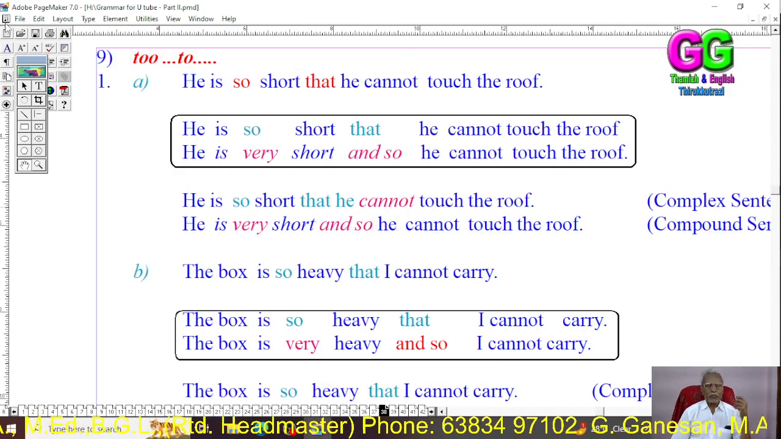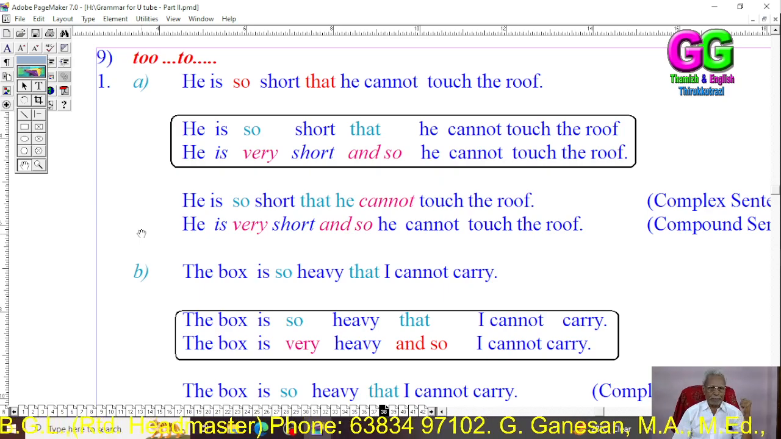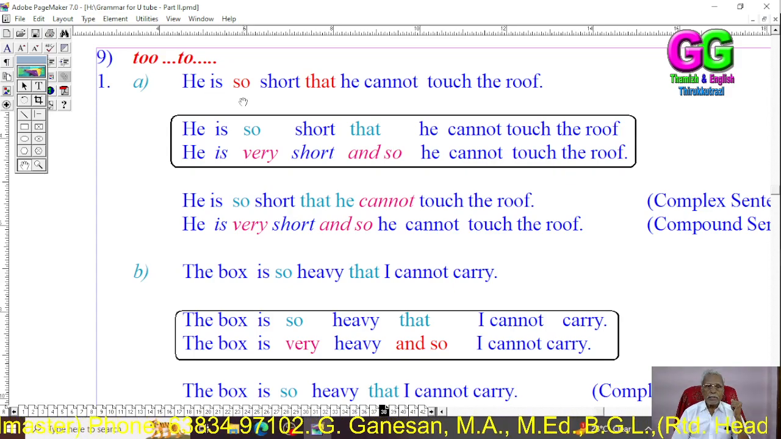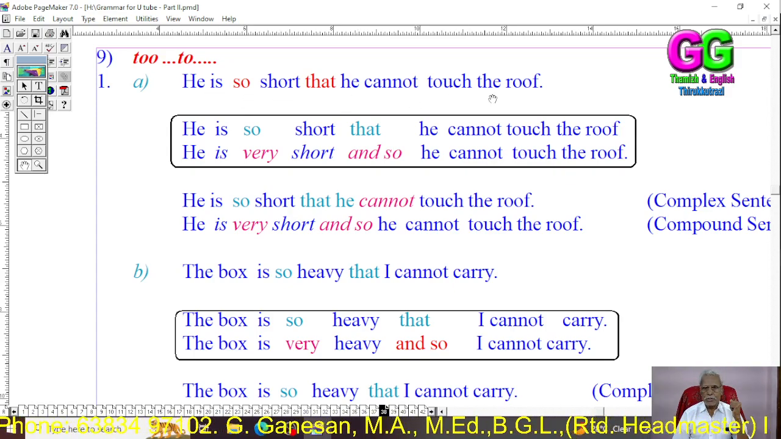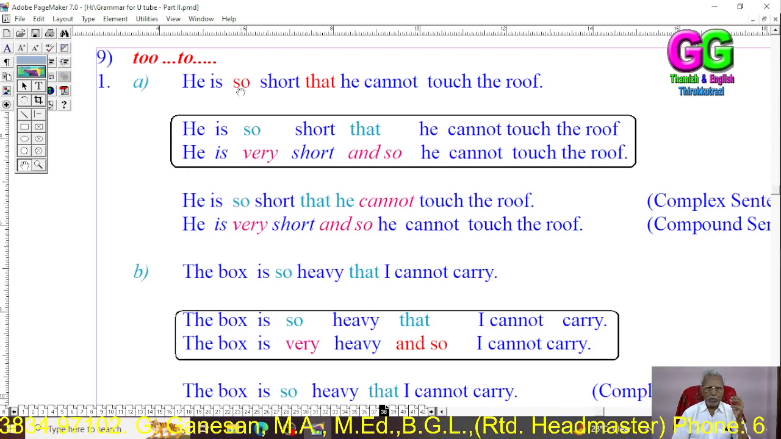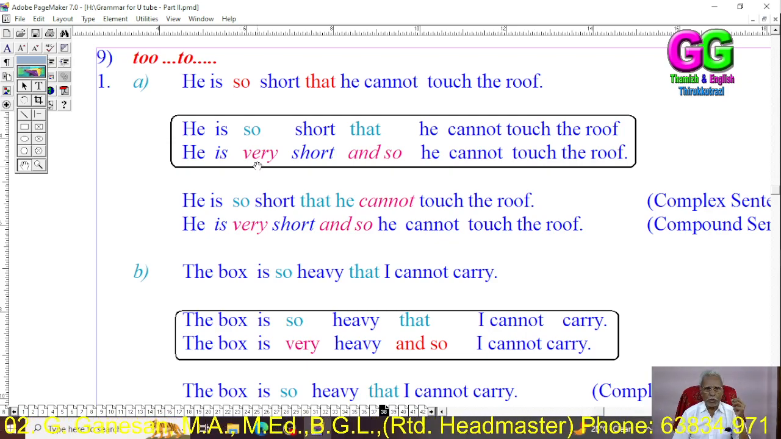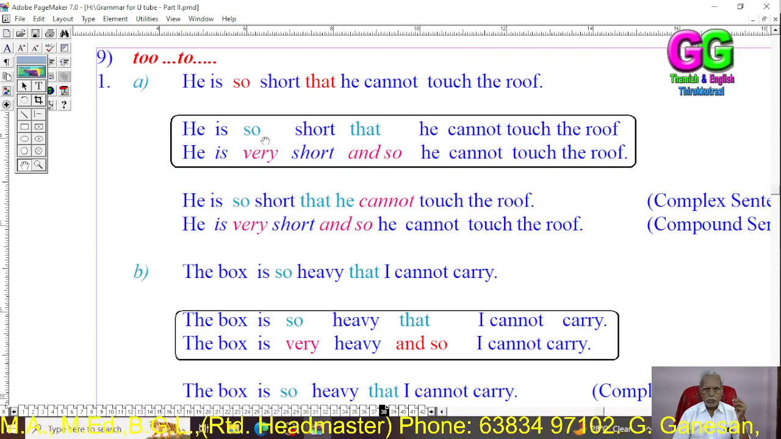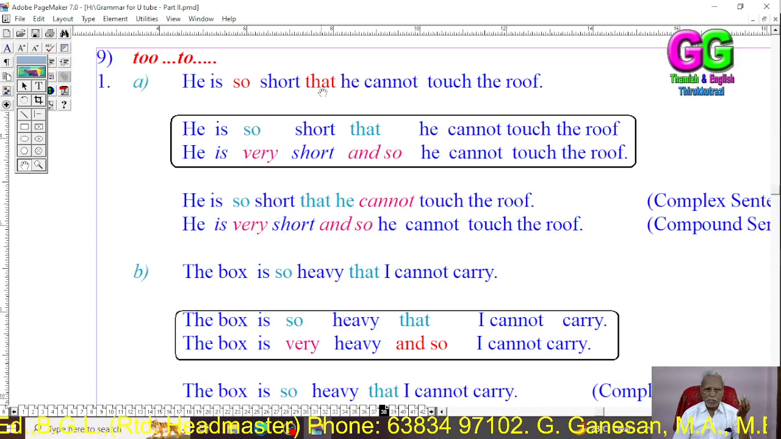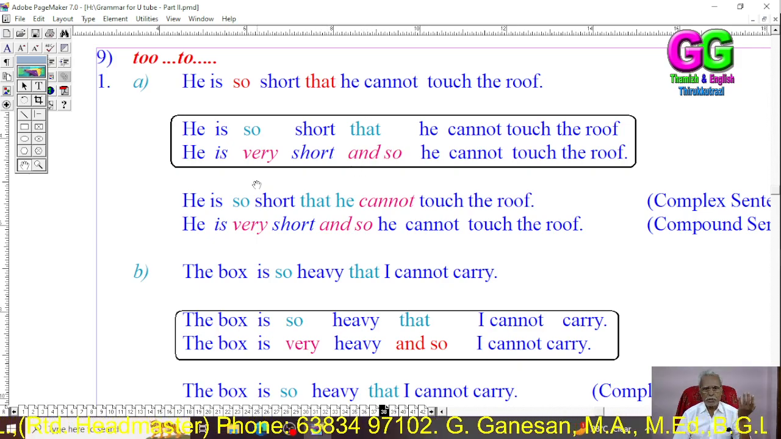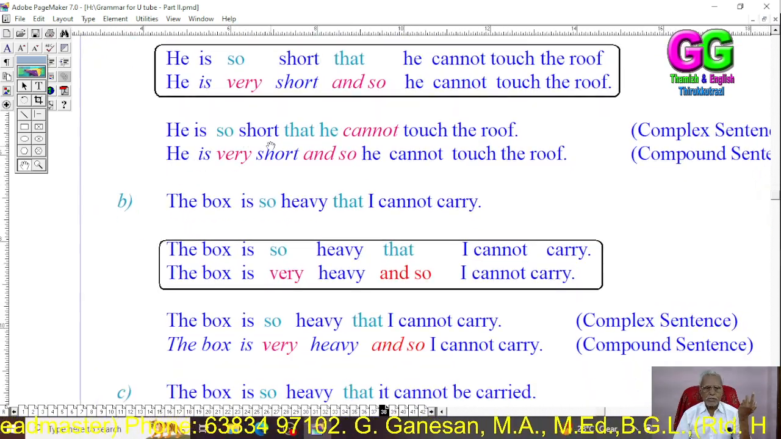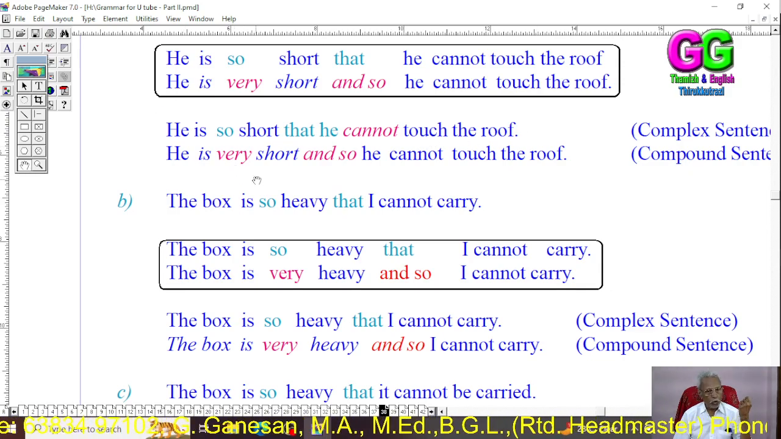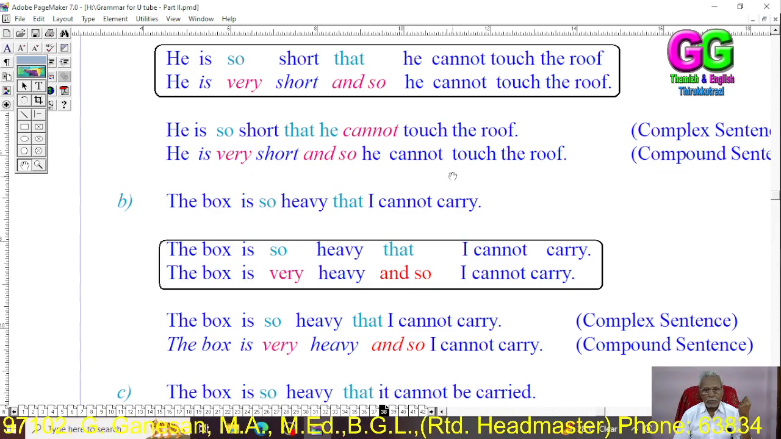Then, dear students, here is a peculiar type, but a very important type that we have to use in English: "so... that". Its compound conjunction is "very... and so". The complex conjunction is "so... that", and the compound conjunction is "very... and so". Everything else is kept as it is. He is so short that he cannot touch the roof. He is very short, and so he cannot touch the roof.